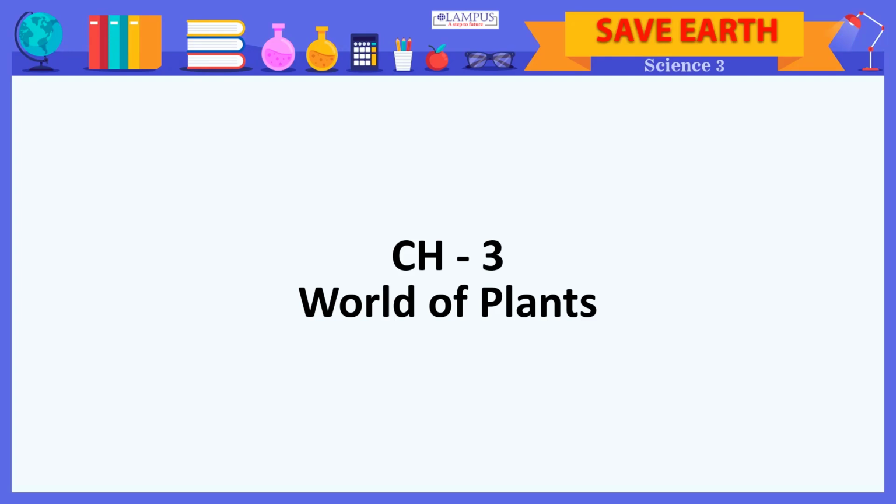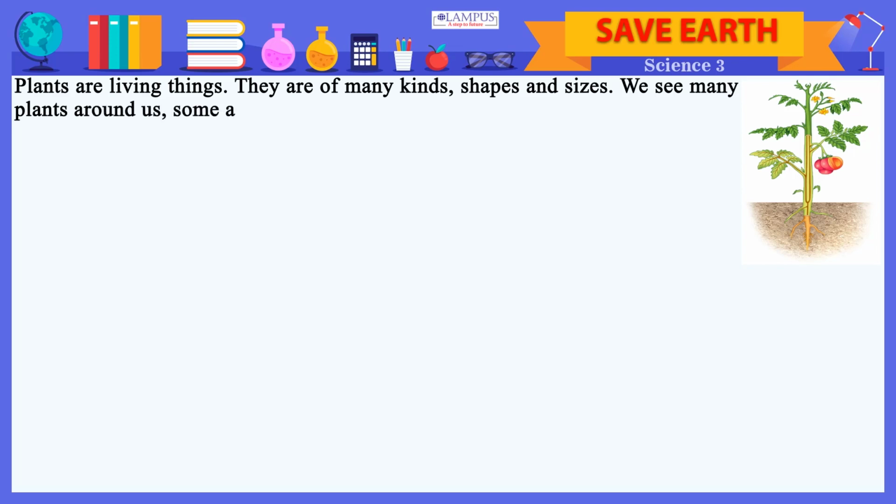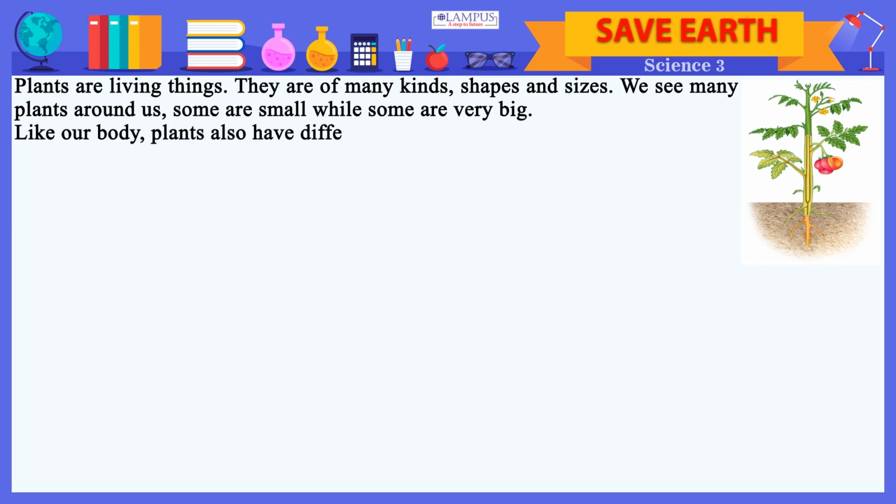Chapter 3. World of Plants. Plants are living things. They are of many kinds, shapes and sizes. We see many plants around us. Some are small while some are very big. Like our body, plants also have different parts. A plant has mainly two parts, root and shoot.